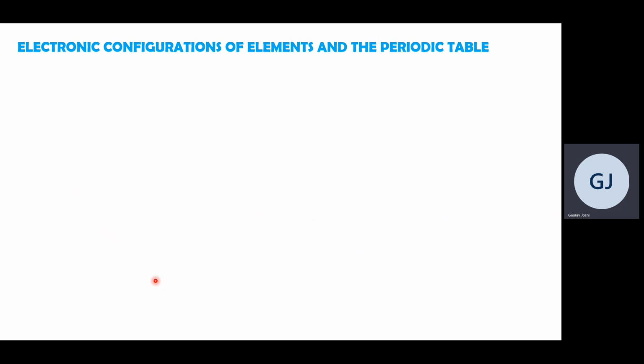Right now we'll be discussing the electronic configuration of elements and the periodic table. I was talking about the valence shell and the electrons that revolve outside the nucleus.